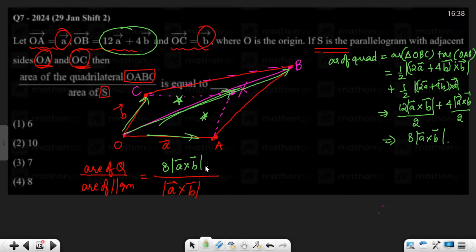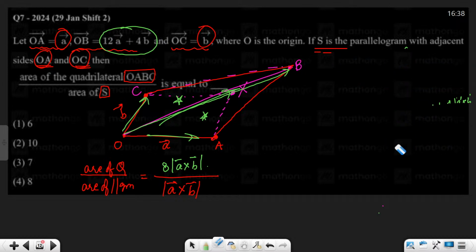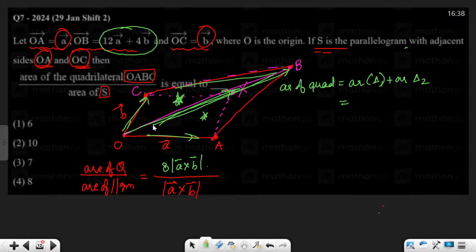Are you getting my point? Let me just write one more time. Area of quadrilateral is equal to area of triangle 1 plus area of triangle 2. Can I write it this way? Yes. Triangle 1 is this left hand side triangle. So this is the triangle we are talking about.